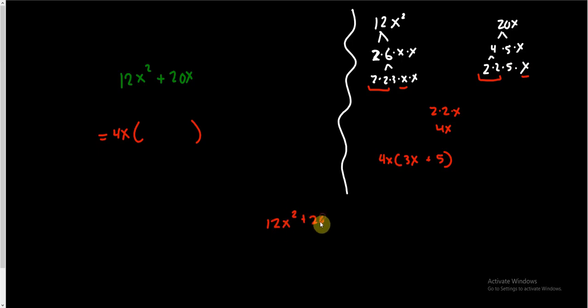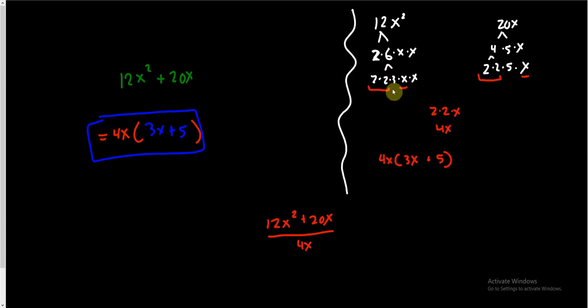Not long division, simple division, dividing by 4x. And what would you get here? Let's see. So we'd have 12x squared divided by 4x. Well, that would be 3x. And you have 20x divided by 4x. That'd be plus 5. So you could do it either way.